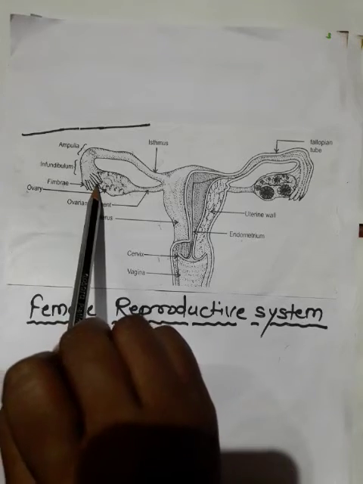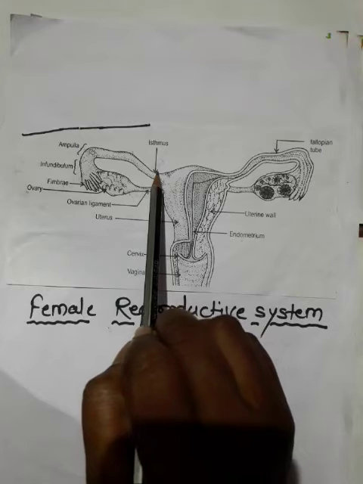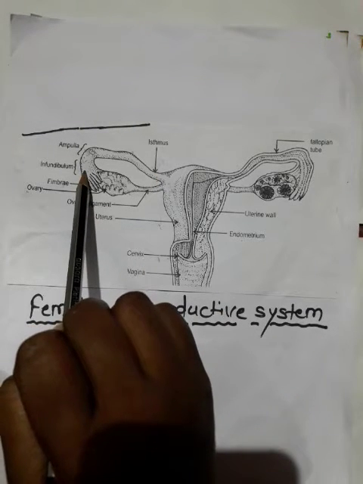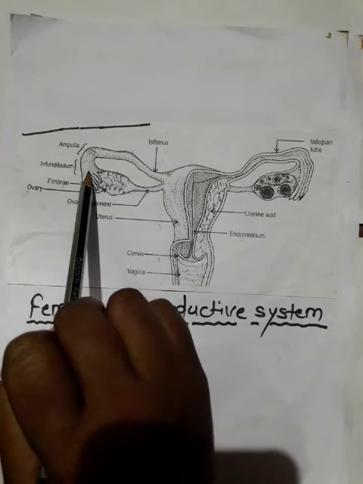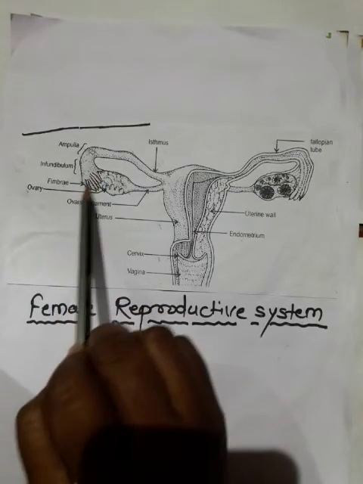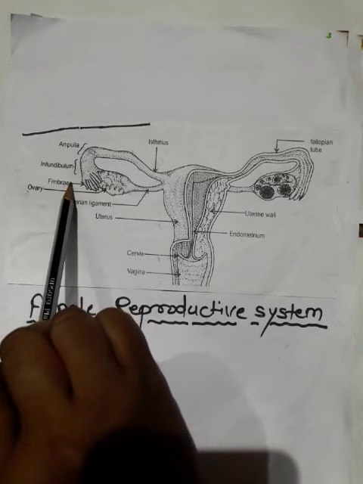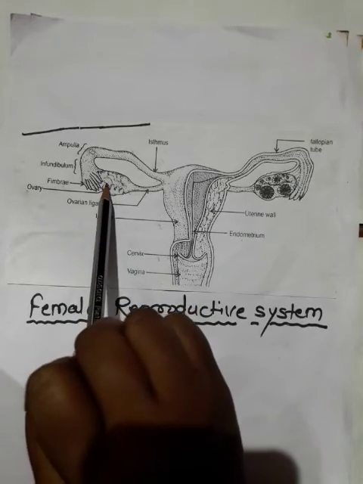It consists of three parts. First one is the infundibulum, second one is the ampulla, and third one is the isthmus. Now, first one is the infundibulum. It is a dilated, funnel-shaped part which is present on the surface of the ovary. It has a small fimbriated opening which is called the ostium, which is surrounded by finger-like projections which are called fimbriae, which help to collect the egg from the surface of the ovary.